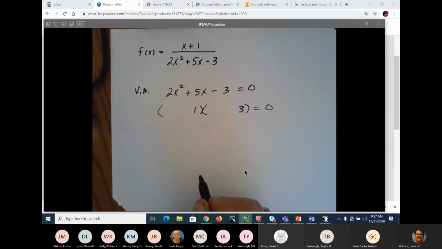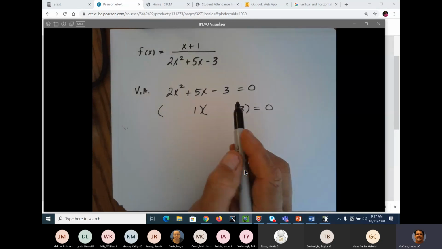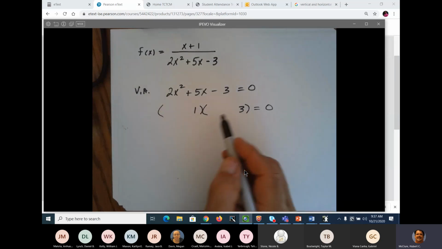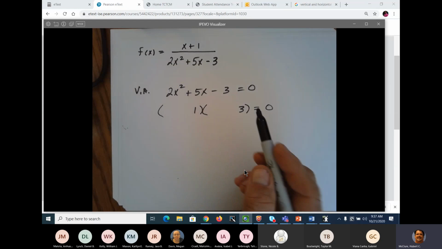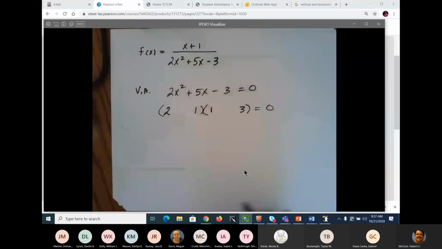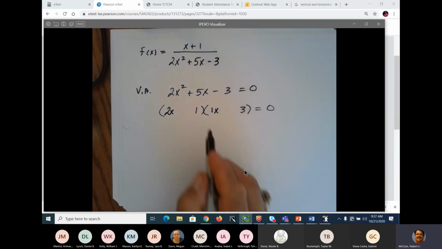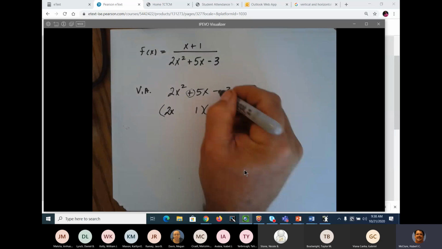Got to be careful here because these are different signs, and you can't just say 2 times 3 and 1 times 1 because it may not work out that way. 2 times 3 is 6, and 1, okay, that will work. 2x and 1x, and we want a positive, so that means that 6 has to be positive.